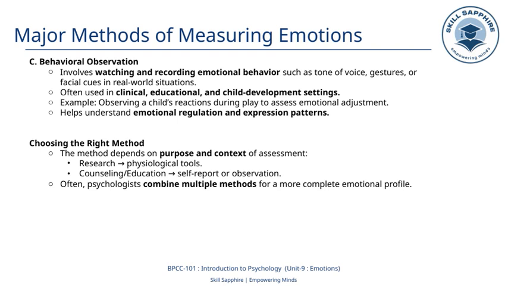Now, choosing the right method really depends on what you're trying to achieve and the context of your assessment. If you're doing research, you might lean more toward physiological tools like heart rate or brain activity. But in counseling or educational settings, self-reports or direct observation are more common and practical. And often, psychologists don't rely on just one method. They combine multiple approaches to get a more complete picture of a person's emotional profile. This integrated approach ensures that we understand emotions more thoroughly and accurately.